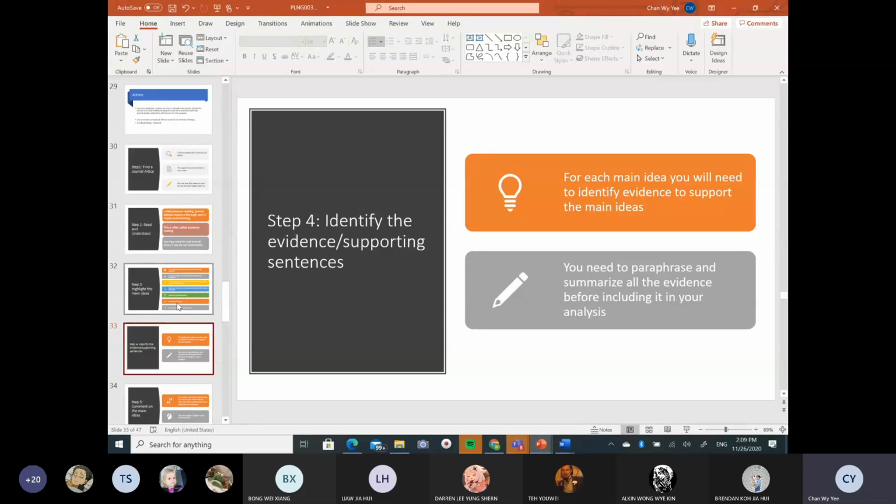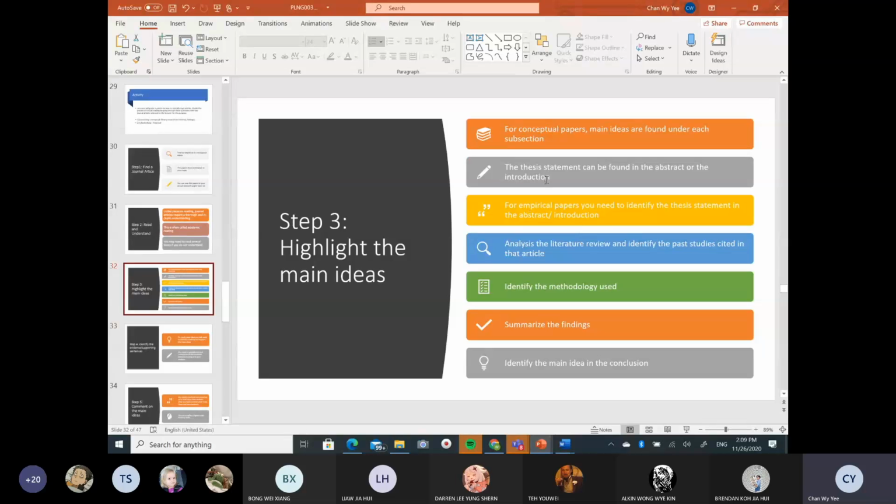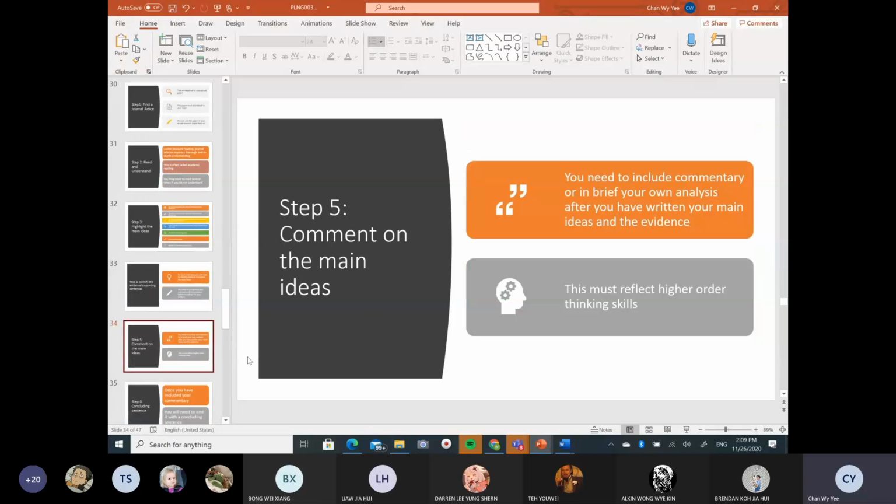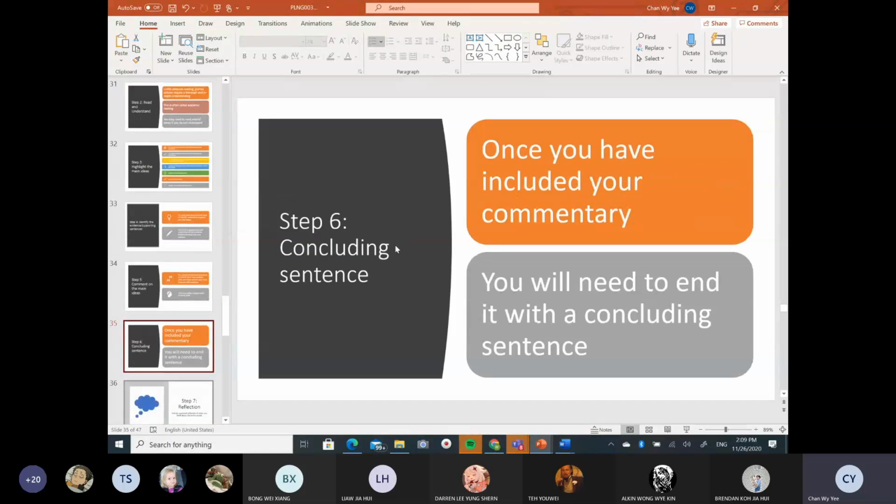Okay, after that, you need to identify the evidence and supporting sentences. For each section, the purpose and the introduction must have main idea and evidence. The literature review must also have main idea and evidence. Methodology must also have main ideas and evidence, and then findings also main idea and evidence, and finally the conclusion also must have main idea and evidence. Then after that you need to analyze, and include your commentary and also your concluding sentence in each section.